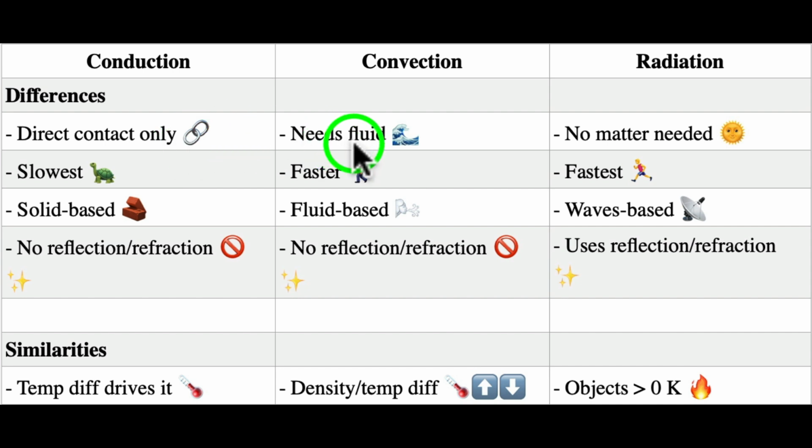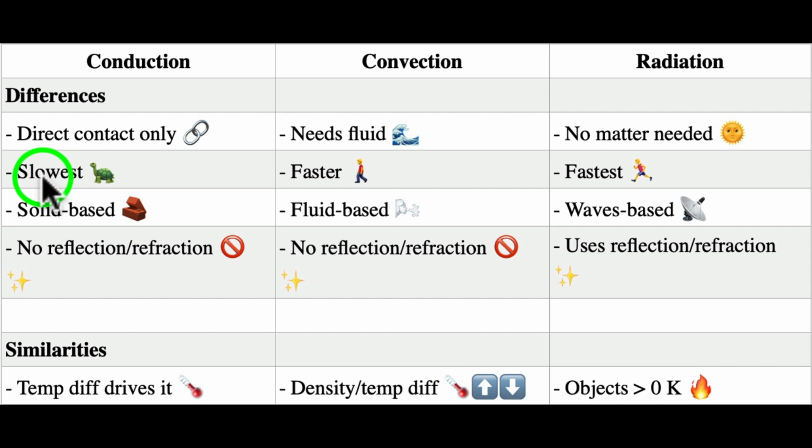Whereas with convection, you need fluids. So there's some kind of fluid moving, although you could also have a gas moving as well, but generally it happens with fluids. So that's the typical example of a pot of hot water when you're cooking noodles on the stove or rice or whatever. Whereas radiation, no matter is needed at all for radiation to occur because it moves via waves.